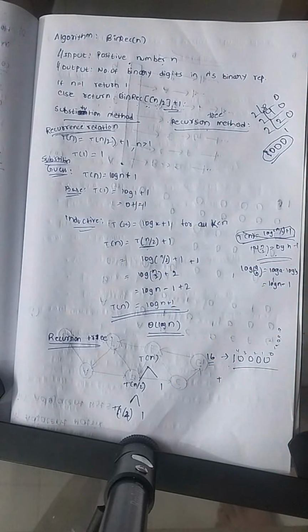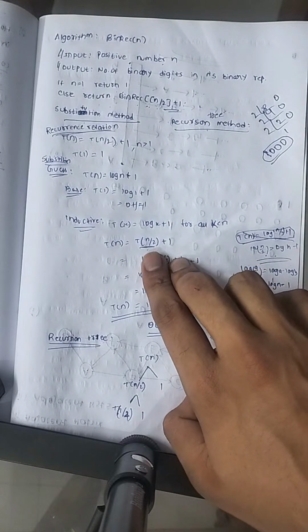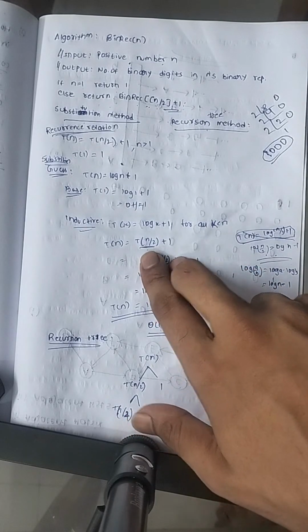Now we are getting to the original solution. What is the recurrence relation? T of n is equal to T of n by 2 plus 1. What is the recurrence relation? T of n is equal to T of n by 2 plus 1. That's what I have written in the first step. Did you get it? Just tell me okay, so that I will continue to the next.